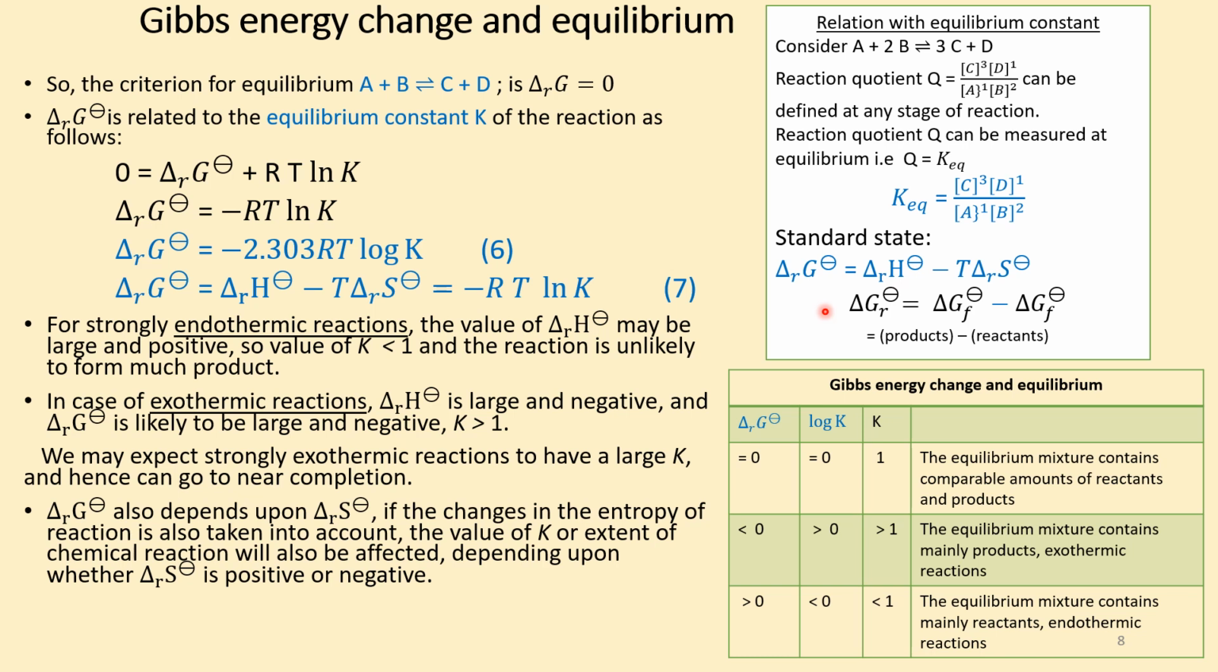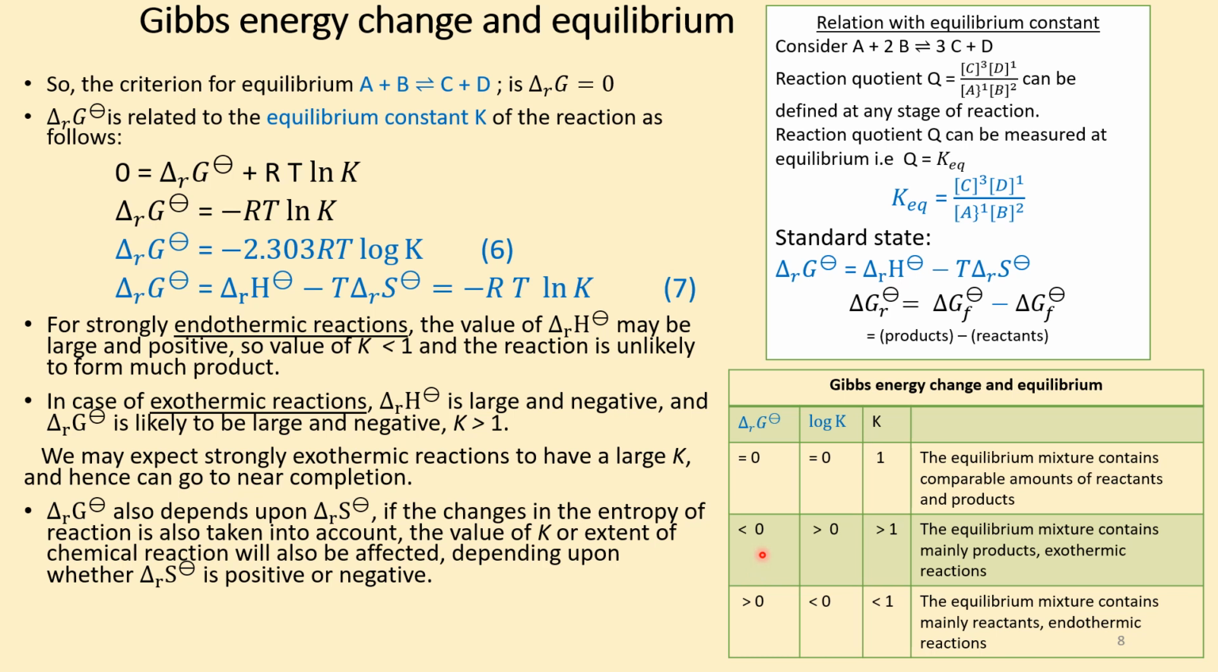We can summarize the Gibbs energy change at equilibrium. It is shown in the table below. If the value of ΔrG° is 0, then log K is equal to 0. That means the value of K will be 1. The equilibrium mixture contains comparable amounts of reactants and products.